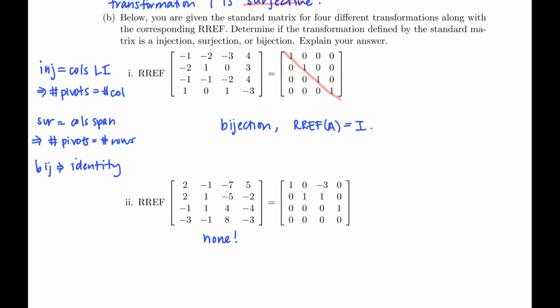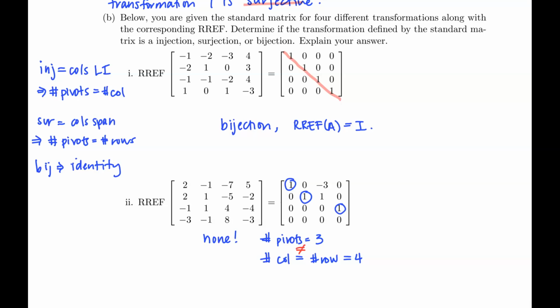All right, 2 is none of the above. Right, it's neither injective nor surjective, and therefore it is not bijective either. In this case, we can see our number of pivots is equal to 2. Oh, 3, I can count. I didn't see that third little one. 1, 2, and 3. Well, our number of columns is equal to our number of rows. Looks like we're moving from R4 to R4, which is equal to 4. And since none of those things are equal, we don't have any of the stuff.